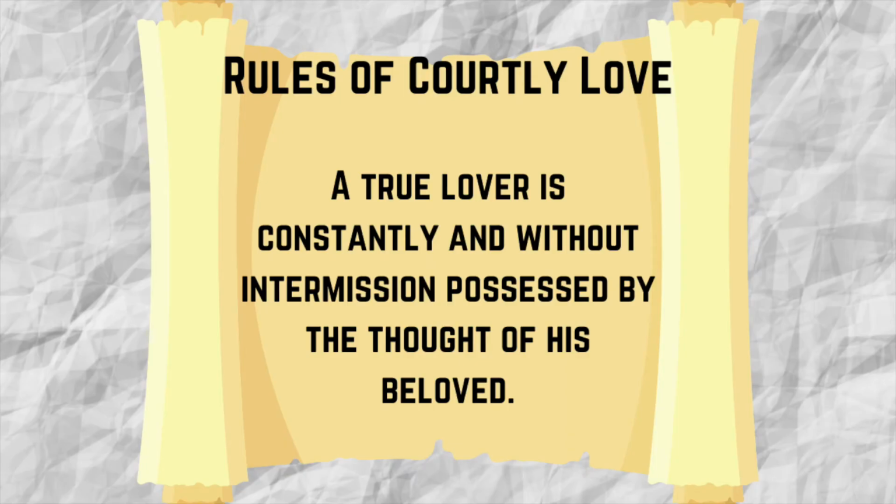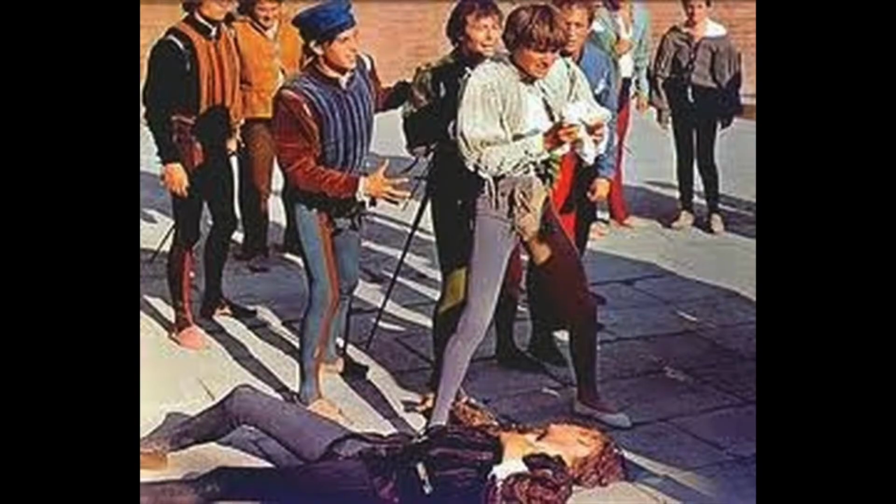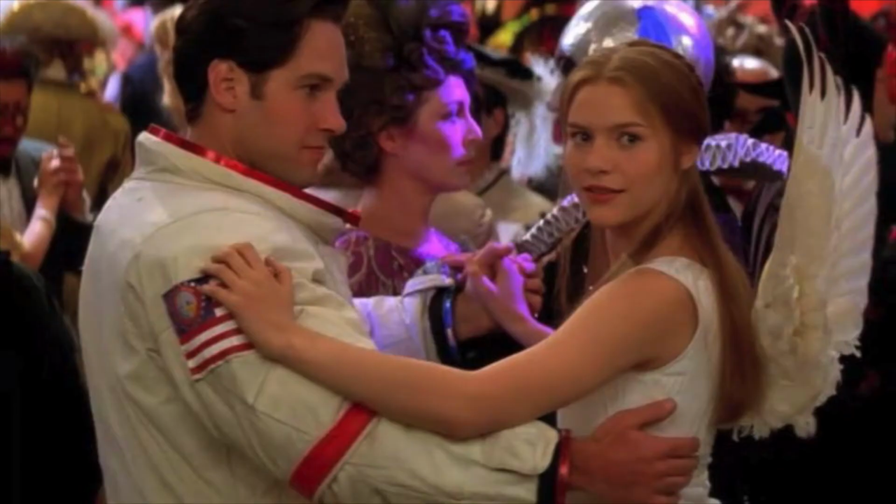A true lover is constantly and without intermission possessed by the thought of his beloved. This is also evident in Romeo, who thinks of nothing else throughout the play, except a moment of revenge when Mercutio is killed by Tybalt. This distraction perhaps signals the doomed fate of these two star-crossed lovers. Nothing forbids one woman being loved by two men or one man by two women. We see this with Paris and Romeo both being in love with Juliet.